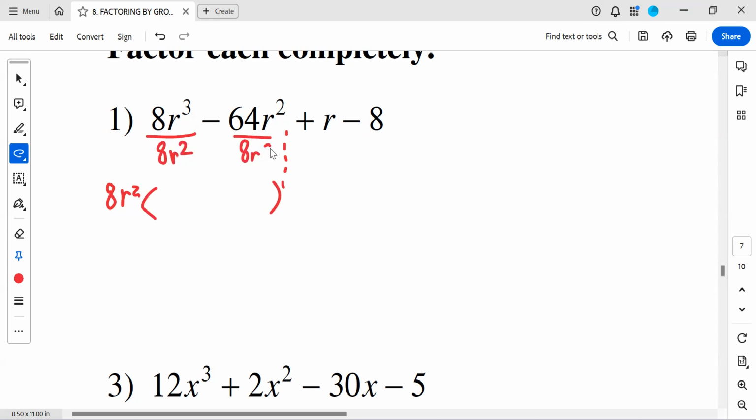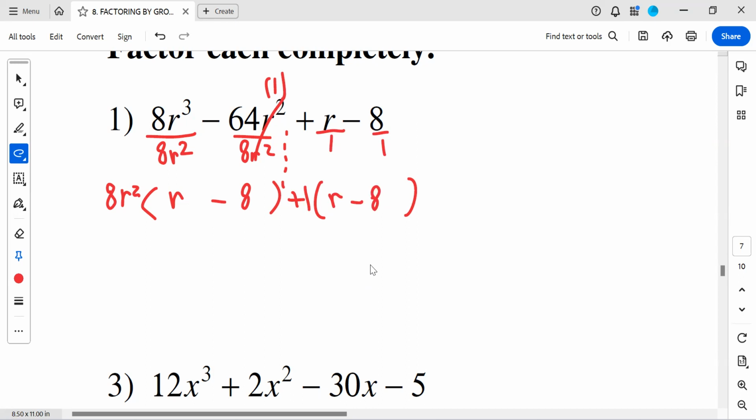So if you notice, this is just factoring the GCF all over again. 8 over 8 is 1. R cubed over R squared is going to give me R. 64 over 8, or negative 64 over 8, is going to give me negative 8. And I know the R squared is canceled out to give me a 1. Now over here, on the right side, the GCF is 1. In the past, when the GCF was 1, we wouldn't write anything. But now it's important to take that 1 and put a +1. Then we're going to divide by 1, and we're going to get R minus 8.